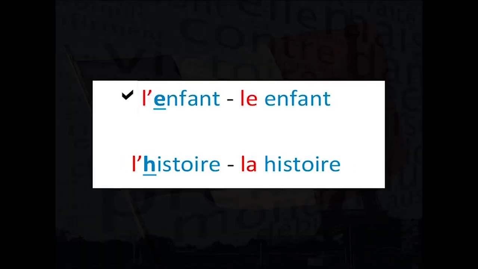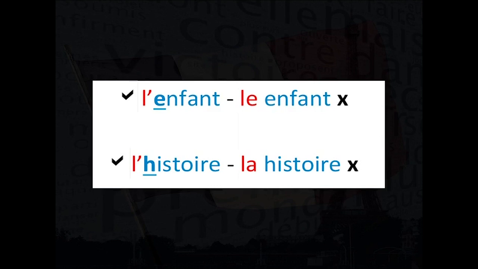The word enfant is a masculine word, and technically speaking, it would be le enfant. Similarly, the word histoire is a feminine noun, and ideally it should be la histoire. But grammatically, both le enfant and la histoire are incorrect.